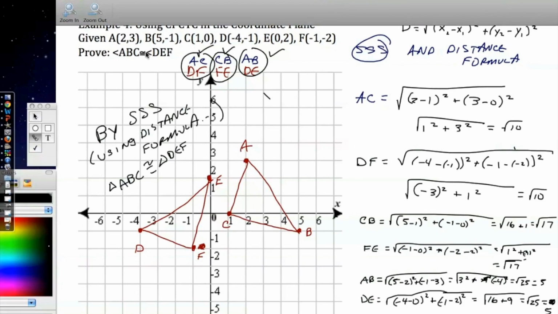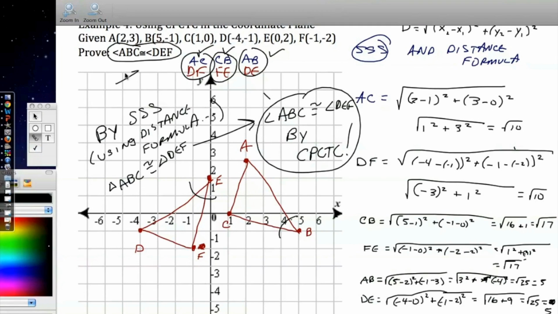Well, what we want to prove is something about the angles. And so we proved that the triangles were congruent. So what that means for us is that because angle ABC, this angle here, and angle DEF, this angle here, are corresponding parts, we can say that angle ABC is congruent to angle DEF by CPCTC. That's what's important, guys. We looked back, saw what we wanted, and got it there. That's using the distance formula.